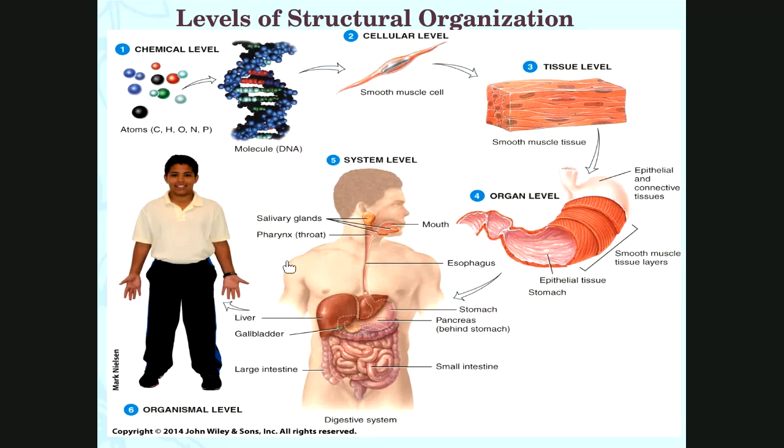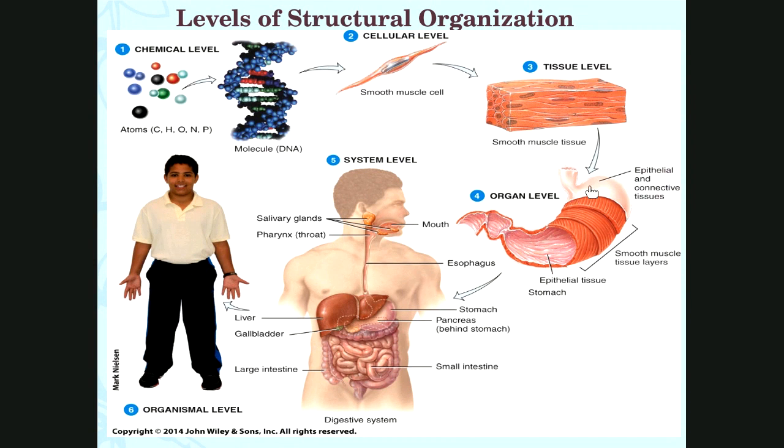So here we are with the atoms. Two or more atoms will form molecules. Molecules will combine to form cells. We have a whole chapter next time on cells. Several cells form together to form tissues, and different types of tissues will combine to form an organ.